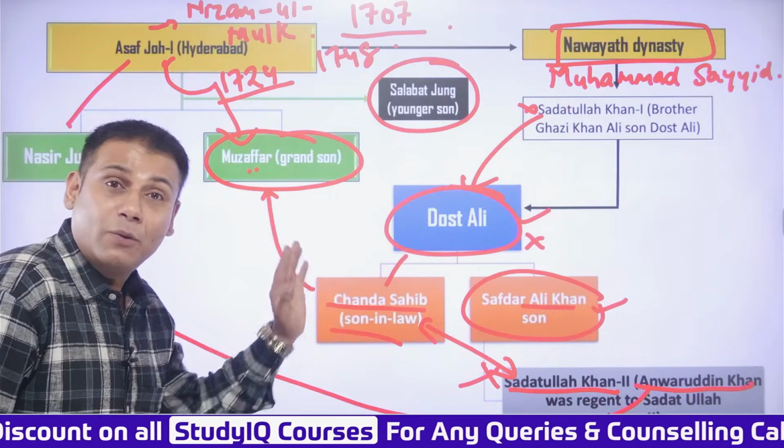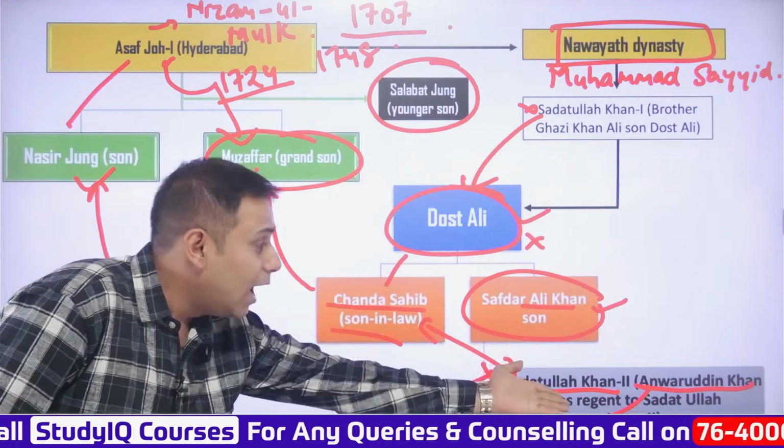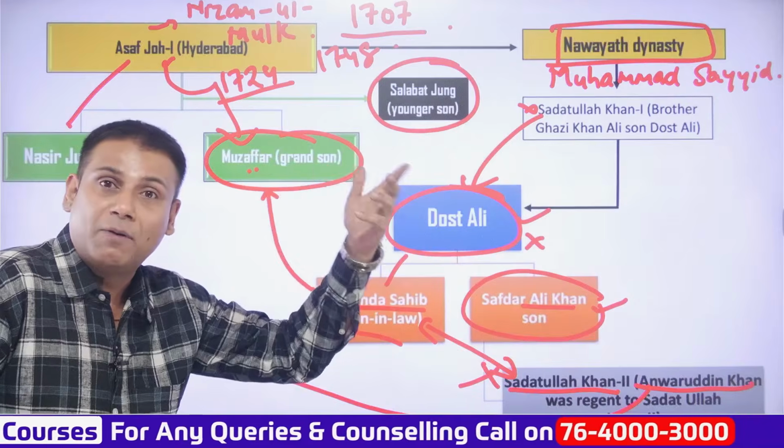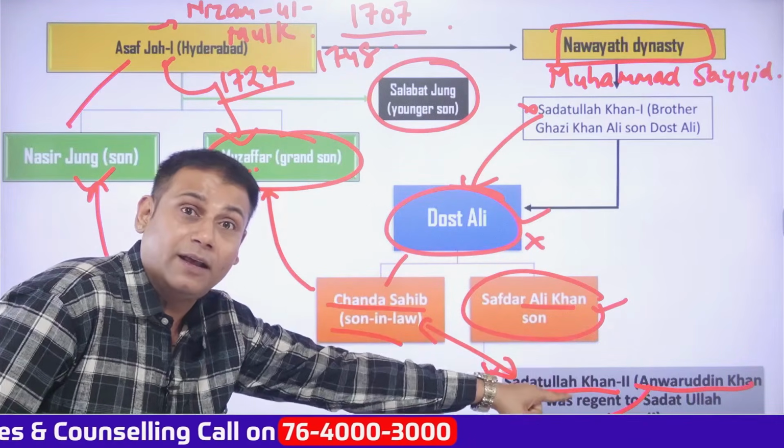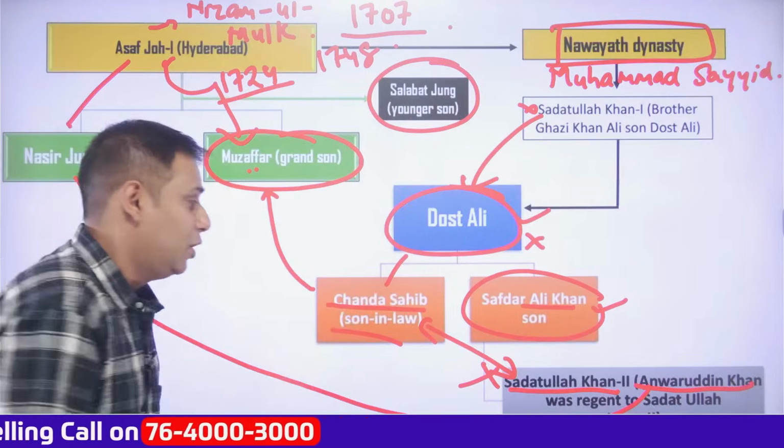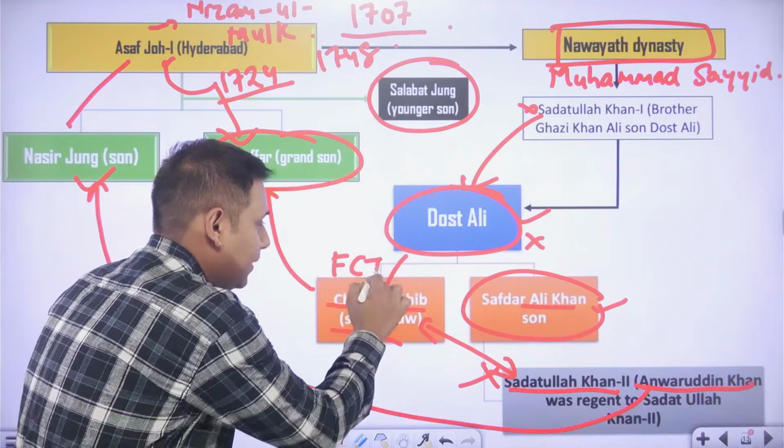Chanda Sahib, when he was released by the Marathas, you observed that Anwaruddin Khan is sitting on the throne of Nawab of Carnatic. So he is sitting on the throne of Nawab of Carnatic and is aspiring to become the Nawab of Carnatic. So he formed an alliance with French East India Company.